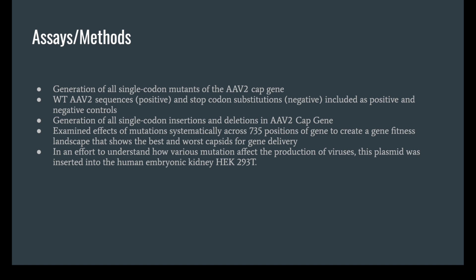They also generated all single codon insertions and deletions in this gene to look at frame shift mutations. And they used a wild type AAV2 sequence as a positive control and a stop codon substitution as a negative control. So they did this for all 735 positions of the AAV2 gene and used all this info to create what was called a capsid fitness landscape, which looks at all the different properties of different capsid genes and explains which properties are beneficial for gene therapy and which properties make it more difficult for capsids to participate in gene therapy.